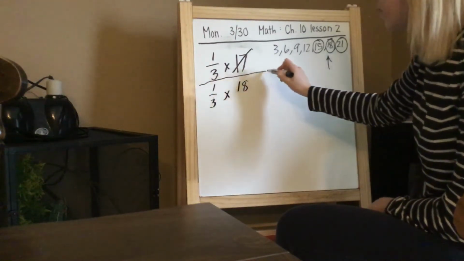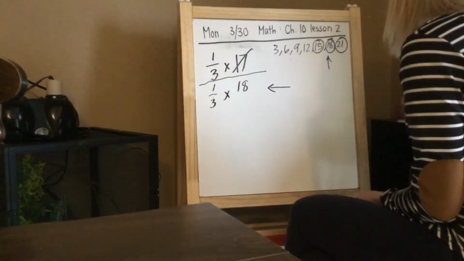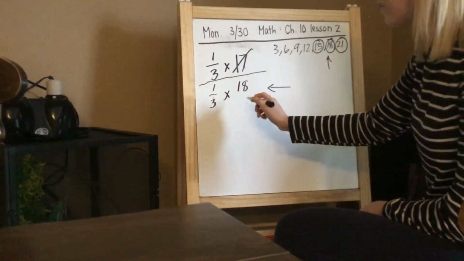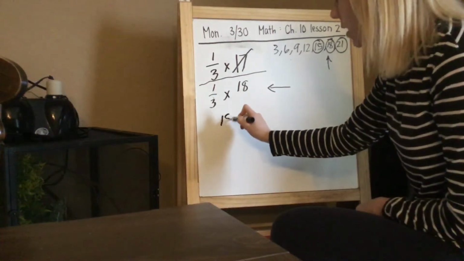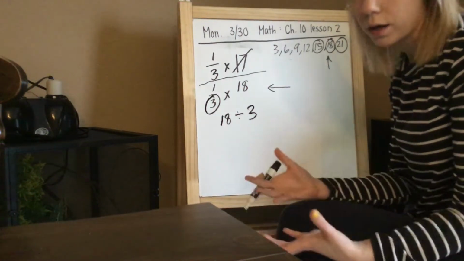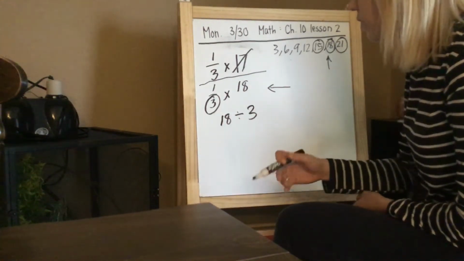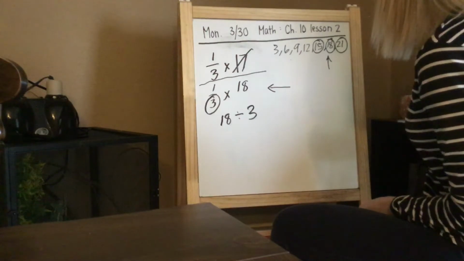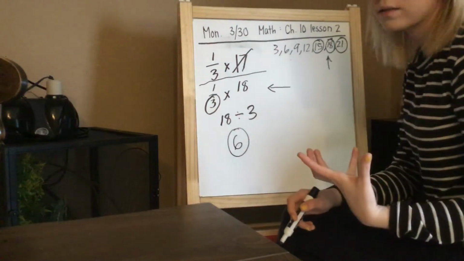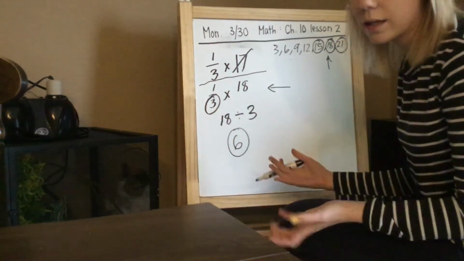So now my new problem is this: 1/3 times 18. How we do this is the same thing as 18 divided by 3, because we're getting 1 out of 3 parts of something. So 18 divided by 3, if you want to do long division you can, otherwise I know that 18 divided by 3 is 6, 12, 18. My answer would be 6. So estimating that product, 1/3 times 17 would be approximately 6.